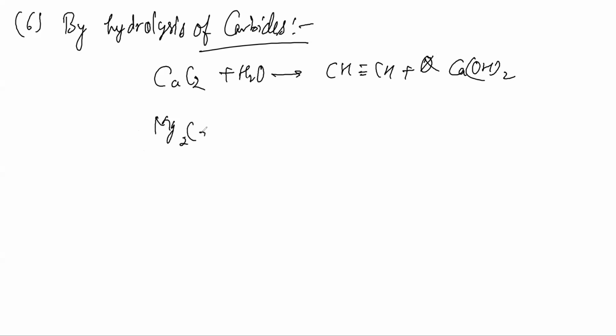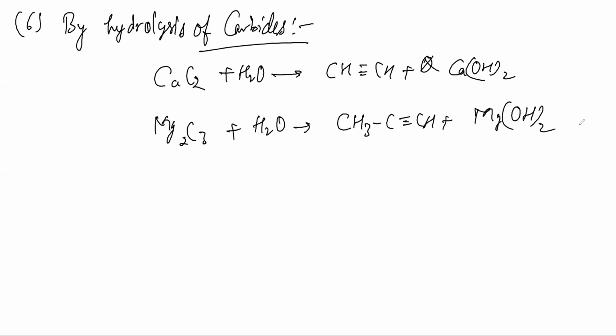Mg2C3 plus H2O. Here you get CH3, C triple bond CH plus Mg(OH) whole twice. Please balance this on your own. Balance it.